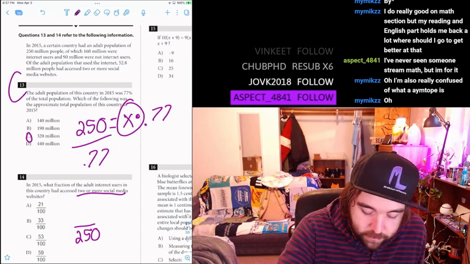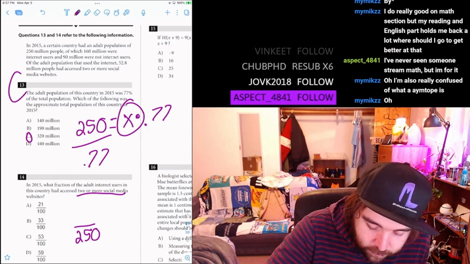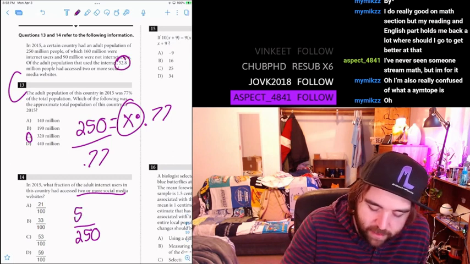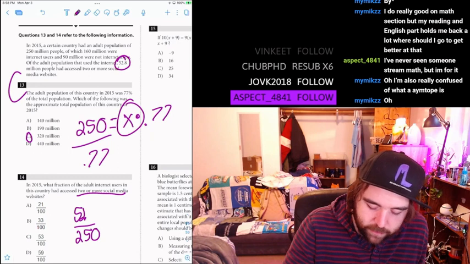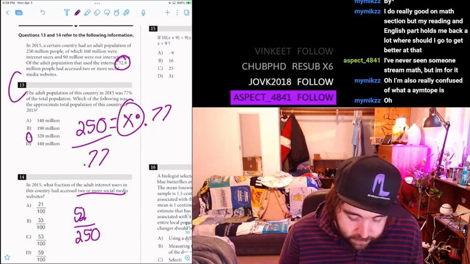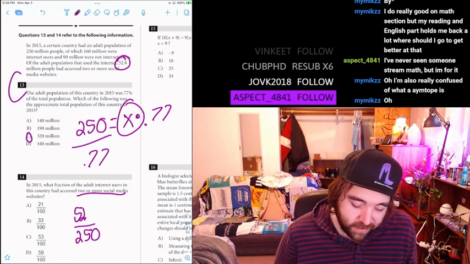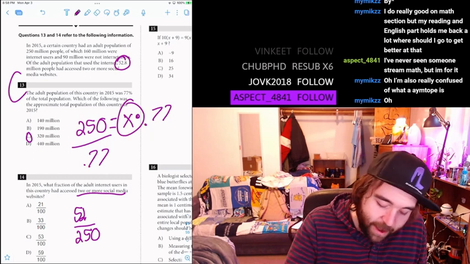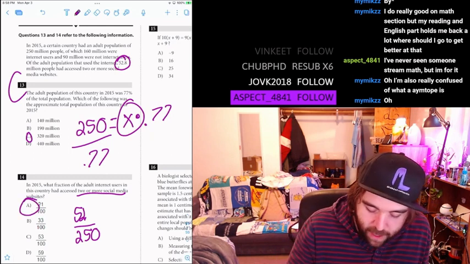60 million internet users, non-internet users, the adult population. 52.8 had access to that many websites. So there we go, 52.8 divided by 250. I mean, 50 over 250 is like 20%, right? So I'm going to guess that it's definitely A.